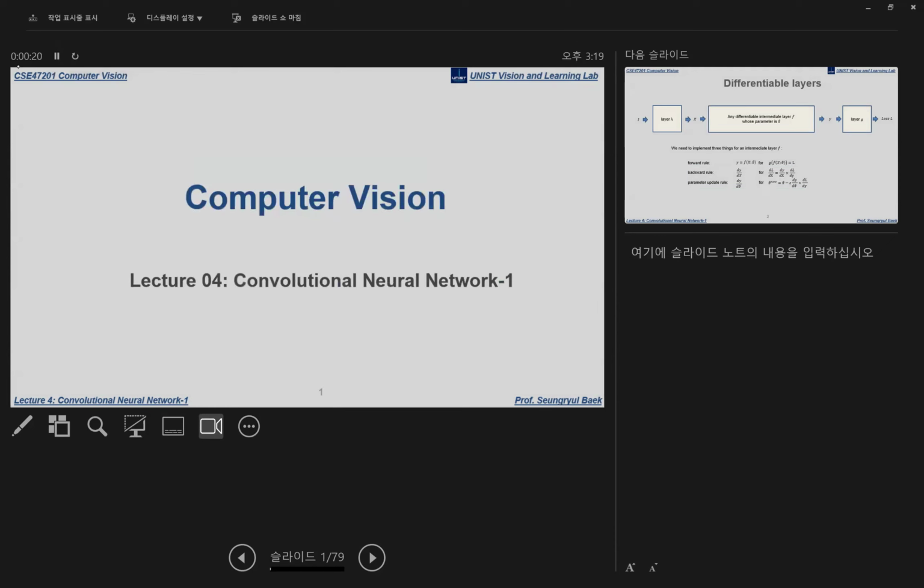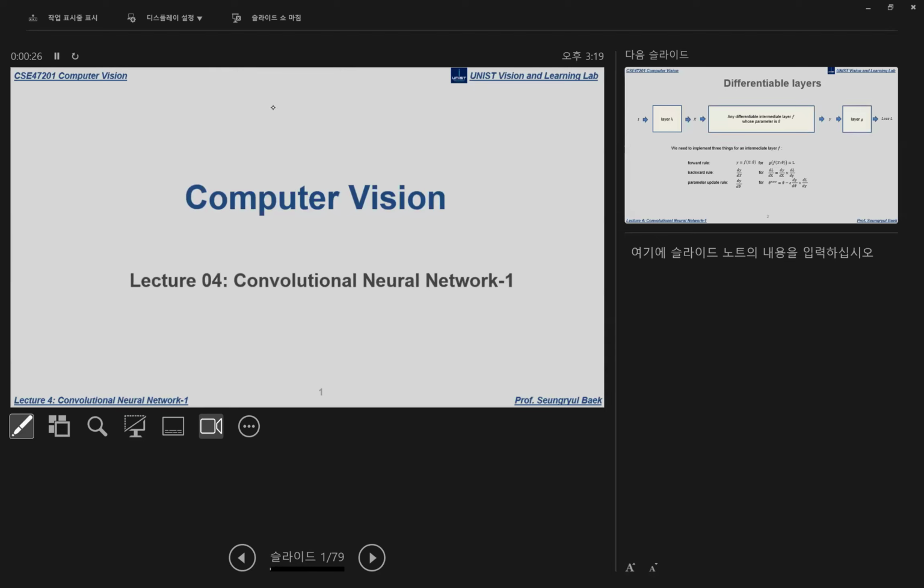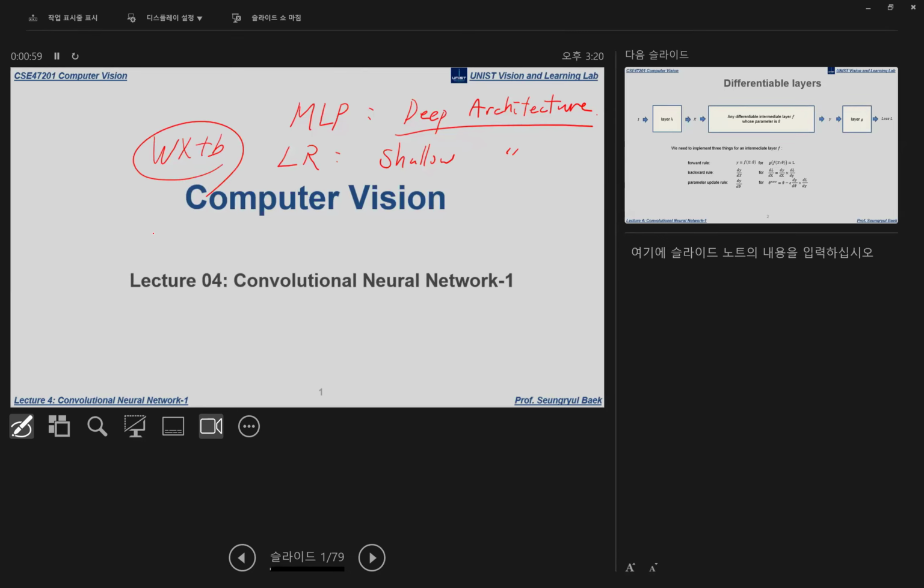That's called deep architectures. And linear regressor is called a shallow architecture. So the difference is that for the linear regressor, we just use one linear layer. Okay, that's the same for SVM. SVM also has just a linear layer.